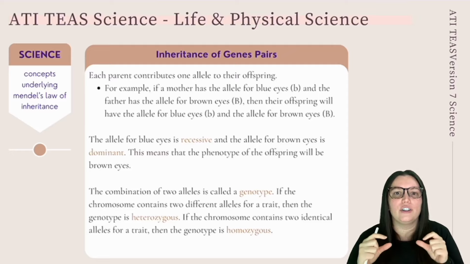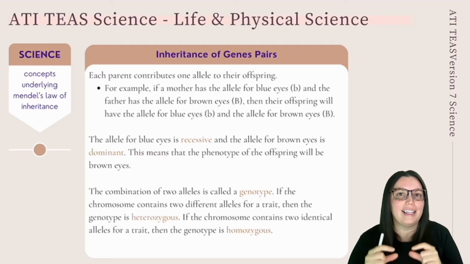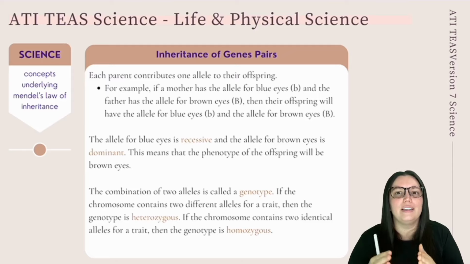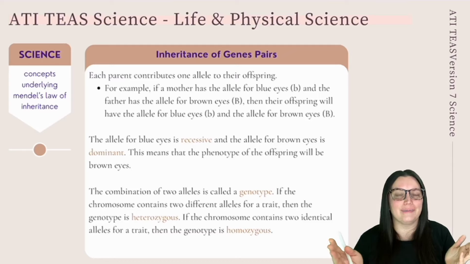So in this particular offspring, their phenotype will most likely be brown eyes because of that dominant allele, the uppercase B for brown eyes. However, if both parents have alleles for blue eyes, then their offspring has the chance of having blue eyes as their phenotype. The combination of two alleles is called a genotype. If the chromosome contains two different alleles for a trait, then the genotype is considered heterozygous. If the chromosome contains two identical alleles for a trait, then that genotype is considered homozygous.